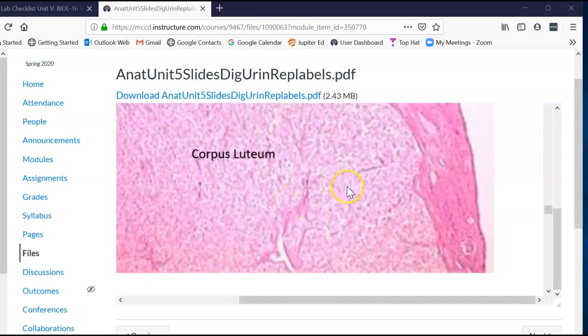This yellow material produces primarily progesterone. Progesterone is the hormone that is going to tell the lining of the uterus to remain intact, just in case we should have a fertilized egg and then produce an embryo. So the corpus luteum has an important function in maintaining the uterine lining.